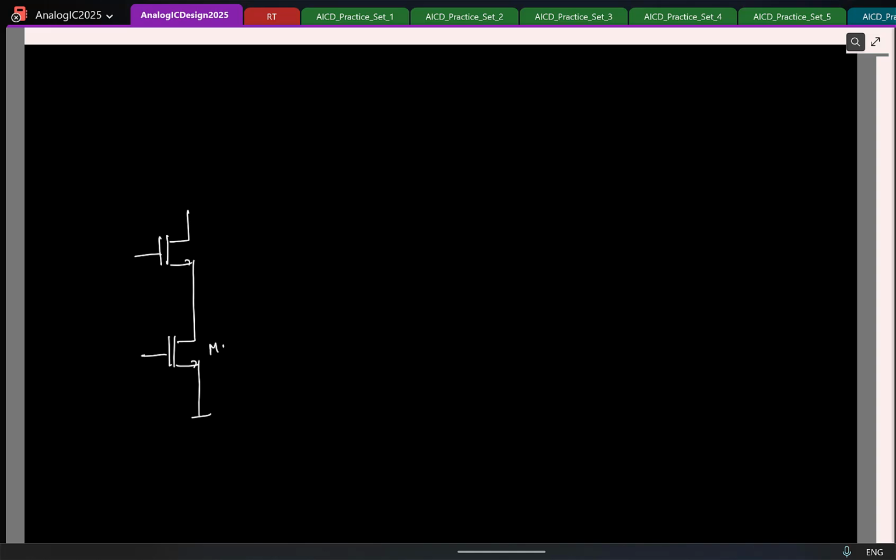So let us say this is M1, M2. This is where I apply the input. This is some bias voltage. For small signals it is grounded. And let's assume that I have an ideal current source here, biasing this. This is my Vout. So again, for small signals I can open the current source. So I'll open this.